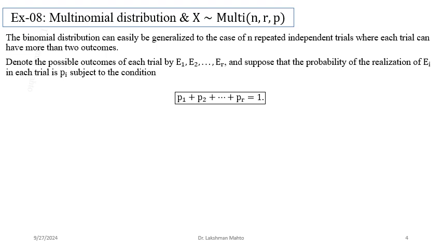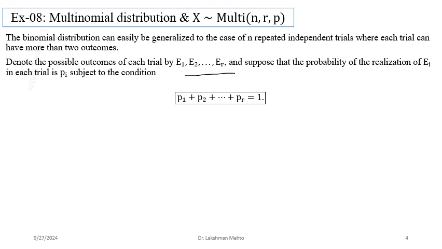So the binomial distribution can easily be generalized to n repeated independent trials, where each trial has more than two outcomes. Suppose there are R outcomes in a single trial, and we denote those outcomes E1, E2, E3, up to ER. If you are tossing a coin, a Bernoulli trial, there are two outcomes: if the probability of success is P, then the probability of failure is 1 minus P. That means in a single trial, P plus 1 minus P equals 1.